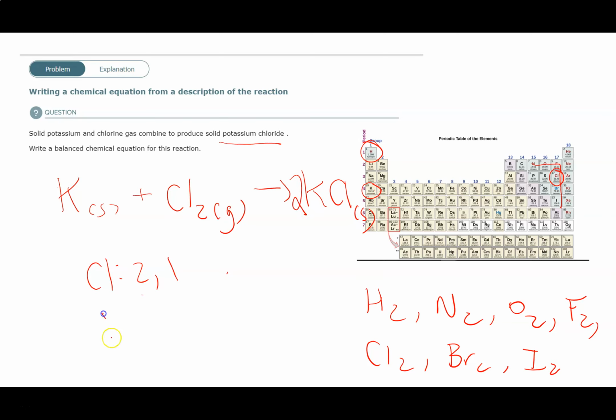But when I do that, now my potassiums don't balance because I've got 1 on the left and 2 on the right. So I'm going to need a 2 there. And now everything balances. Okay, so I have 2 potassiums on the left, 2 potassiums on the right, 2 chlorines on the left, and 2 chlorines on the right. So everything is looking great. Okay, so as I said, you always want to keep an eye out for that word balanced. That's really important. And the fact that they're giving you these phase labels here all the way through is a good sign that it's really important to include them.